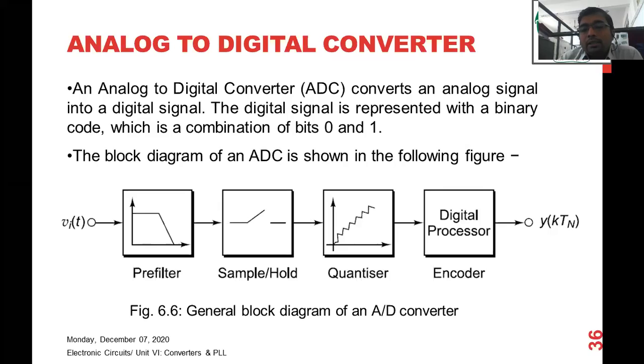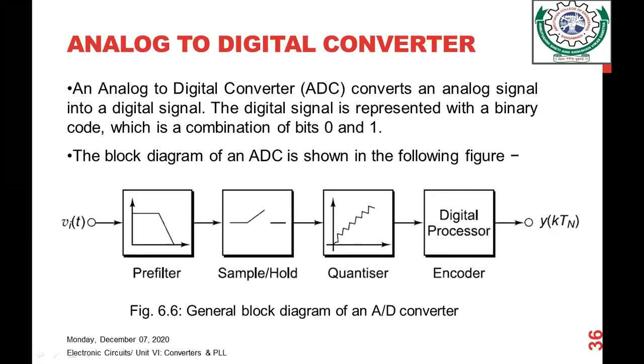Generally, a digital signal is represented with a binary code, and we know that binary is a combination of bits 0 and 1. So here in this slide we have shown the general block diagram of A to D, or analog to digital converter. You can note it down. You can see here we have applied the analog voltage to the first block, that is the pre-filter.